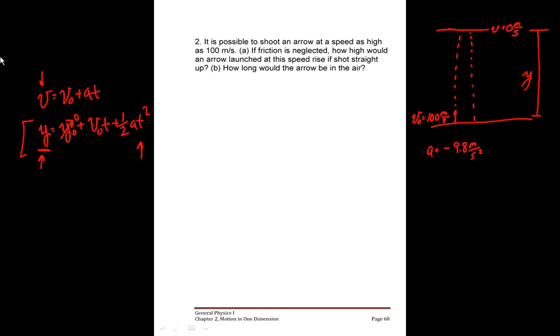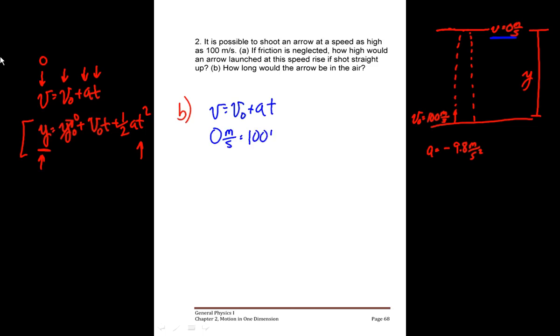I know what v is, 0 up at the top. I know what v0 is, I know a, and I don't know t. So I'm going to start then by answering part b. That is, how long would the arrow be in the air? All right, let me write out the equation first. v is equal to v0 plus at. Now, v up at the top is 0.